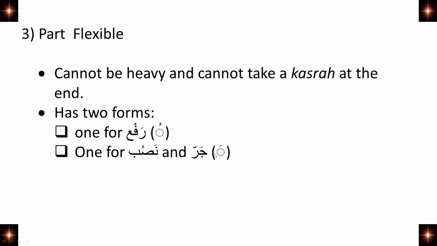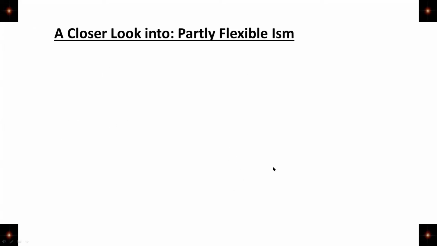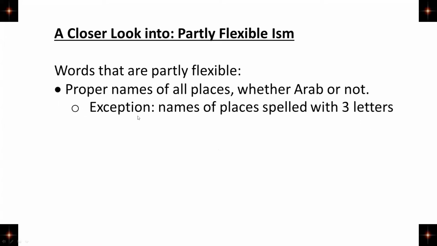So you will see it with A, okay. And the word after "of" is jar. So it's very easy, but you always see it with A because why? It is a partly flexible ism, okay? A closer look at partly flexible ism.